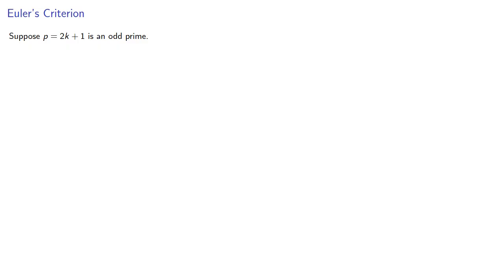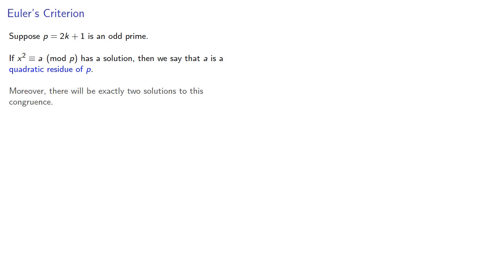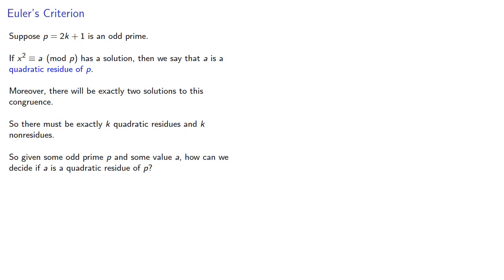Suppose P is an odd prime. If x squared is congruent to A mod P has a solution, then we say that A is a quadratic residue of P. Moreover, there will be exactly two solutions to this congruence. So there must be exactly k quadratic residues and k non-residues. So given some odd prime P and some value A, how can we decide if A is a quadratic residue of P?